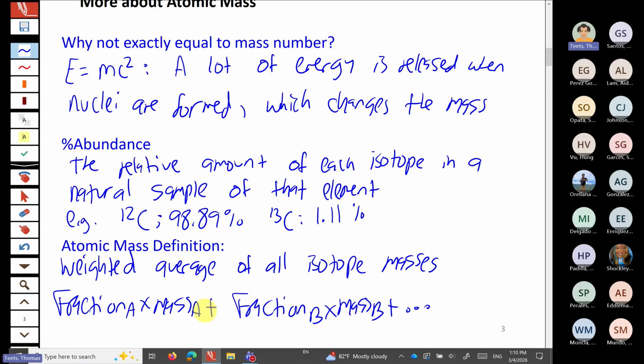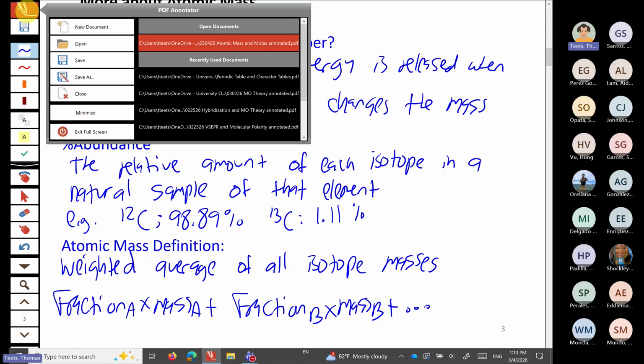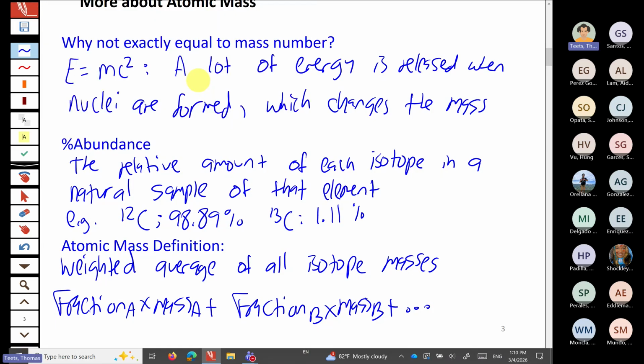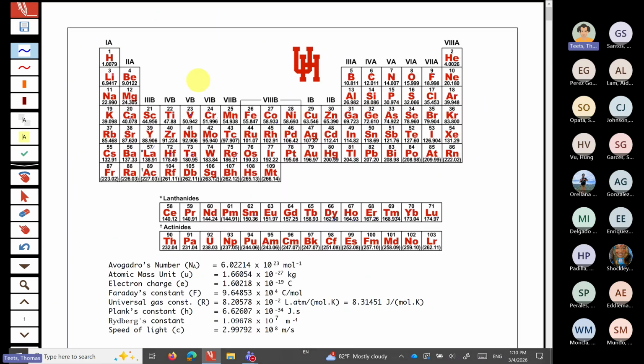So if you go to, and we'll get to this more in detail later on, this would be the number that's found on the periodic table as the atomic mass for that element. So when you look at the periodic table, I'll just give that away here now. We'll talk about this more later when we start using these.